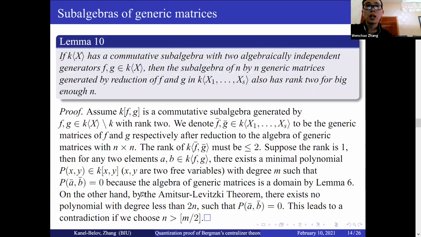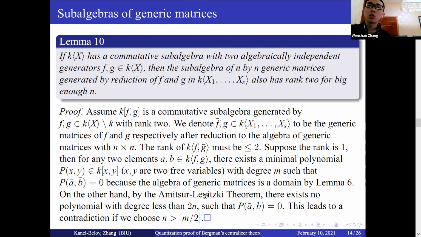On the other hand, by the Amitsur-Levitzki theorem, there is no polynomial of degree less than 2n such that p(A bar, B bar) is 0. So if we choose n big enough, bigger than the floor of n over 2, and also choose a prime, this will contradict the Amitsur-Levitzki theorem. So we just need to choose a big enough n.